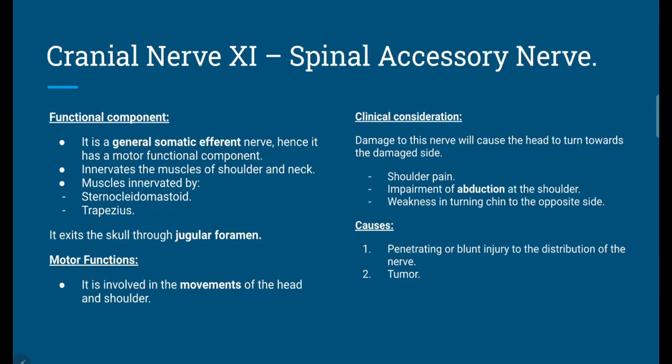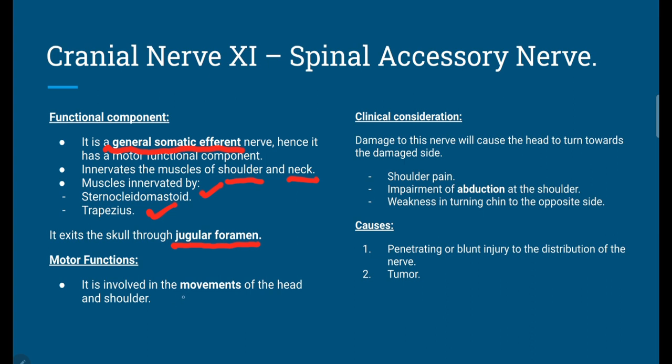Now let's do the second last cranial nerve, which is cranial nerve number 11, the spinal accessory nerve. The functional component is only one. It is a general somatic efferent nerve, hence it has motor functional components. It will involve the musculature of the shoulder and neck, and the muscles innervated by the spinal accessory nerve are the sternocleidomastoid and the trapezius, and it exits the skull through the jugular foramen.